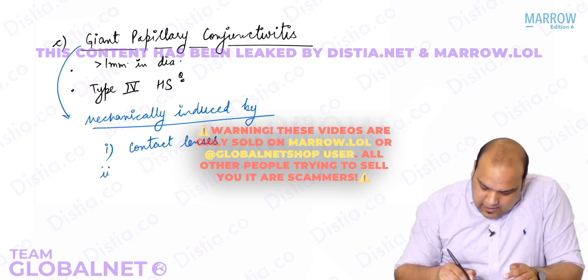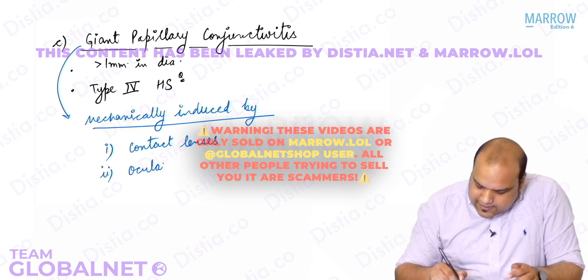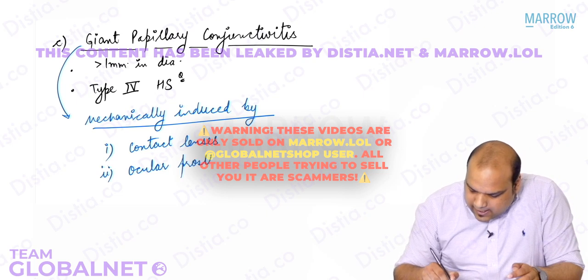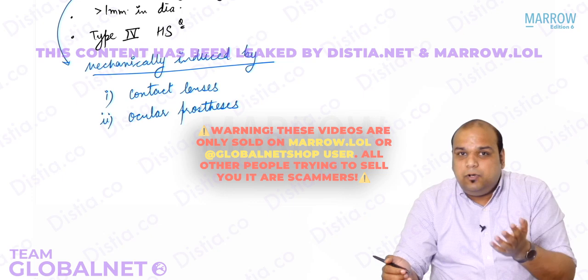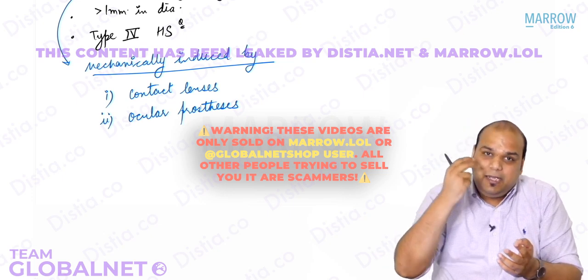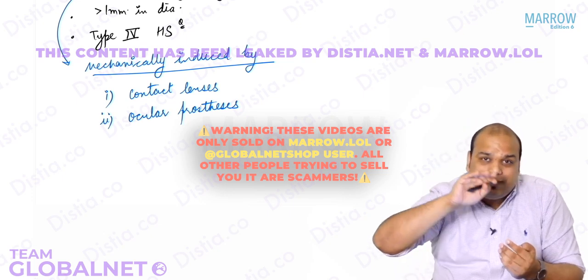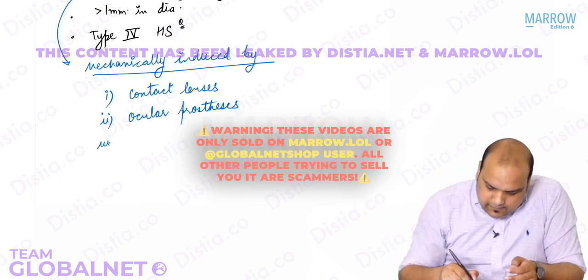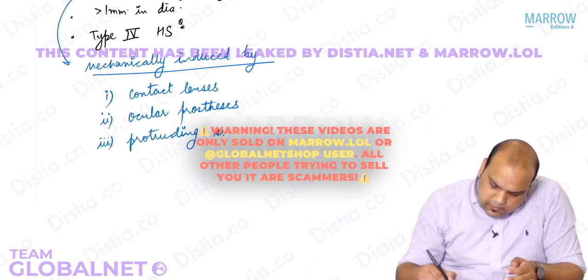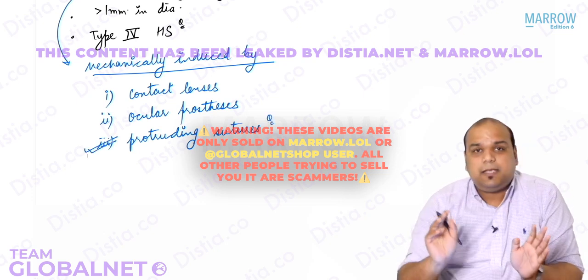Similarly, if somebody has lost his or her eye and is wearing an ocular prosthesis, artificial eye, everybody, then also the artificial eye needs to be put in correctly. If not, then the margin of the prosthetic eye can rub against the eyelid. Okay? Or thirdly, if there are any protruding sutures. Protruding sutures. Am I clear, everybody?